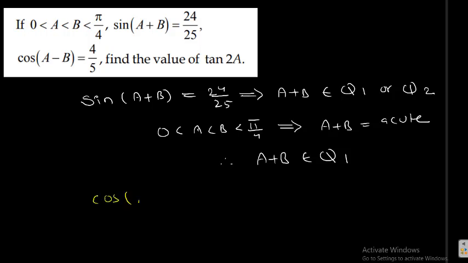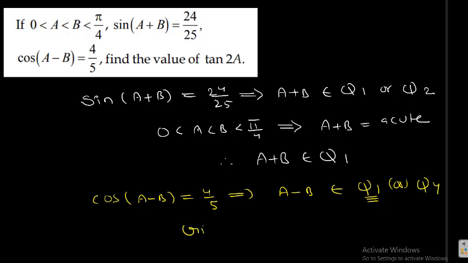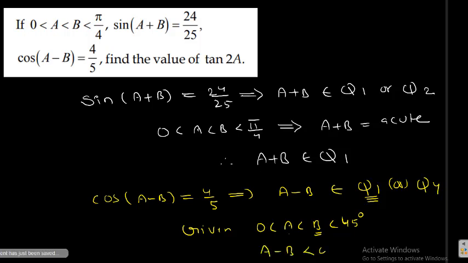cos of A minus B equal to 4 by 5 implies A minus B belongs to Q1 or Q4. Okay. When it becomes Q1, if A minus B is from 0 to 90, I can say Q1. But here A minus B is always negative, no? What is given here? 0 less than A less than B less than pi by 4 or 45 degree, whatever it may be. B greater than A here. So A minus B is negative, less than 0.